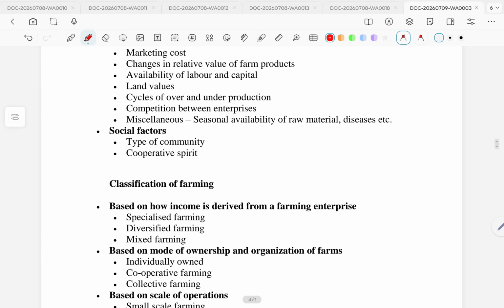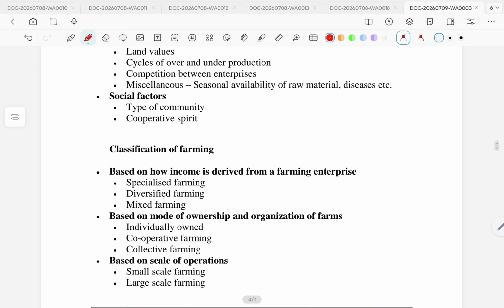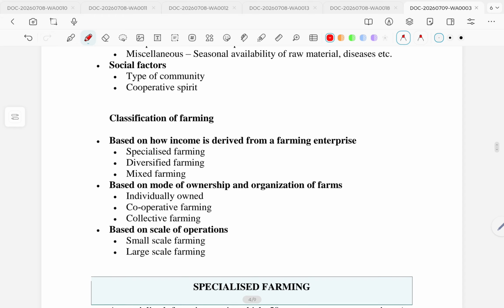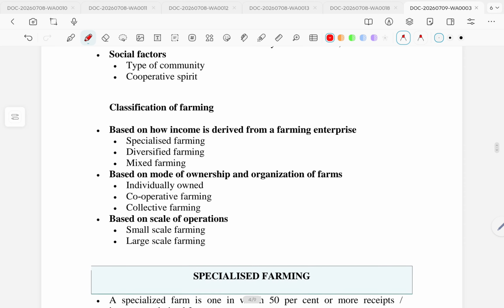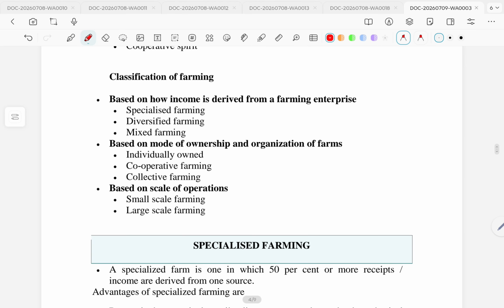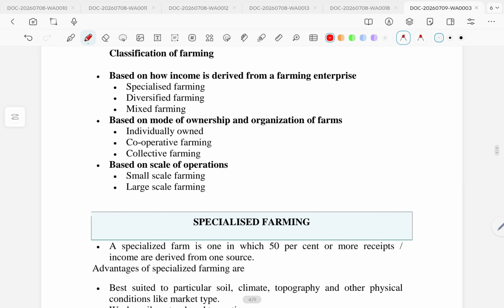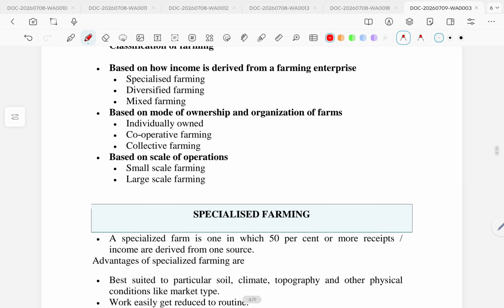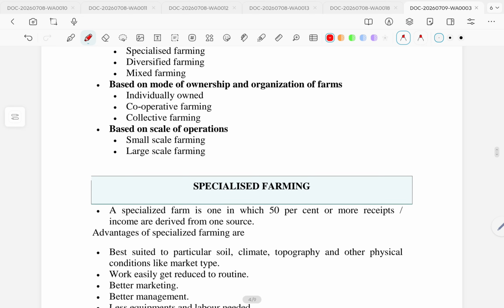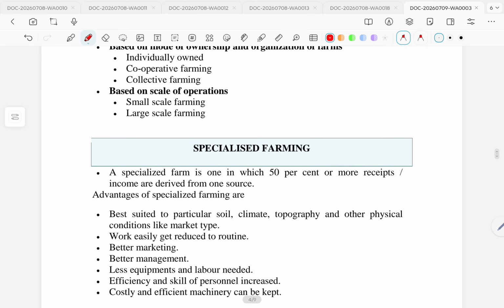Social factors: type of community, cooperative spirit. Classification of farming based on how income is derived from farming enterprises: specialized farming, diversified farming, mixed farming. Based on mode of ownership and organization of farm: individually owned, cooperative farming, collective farming. Based on scale of operation: small scale farming, large scale farming.